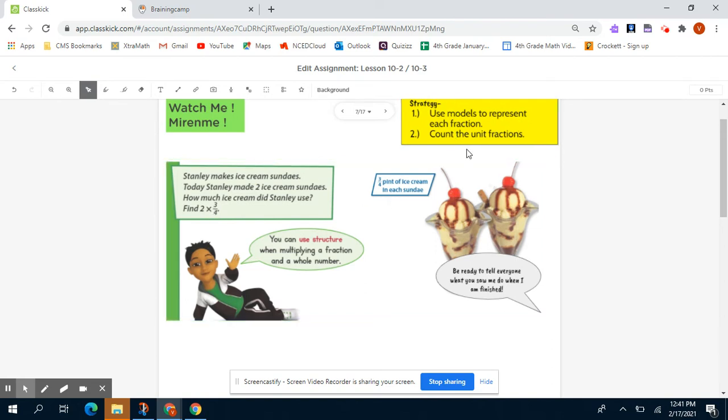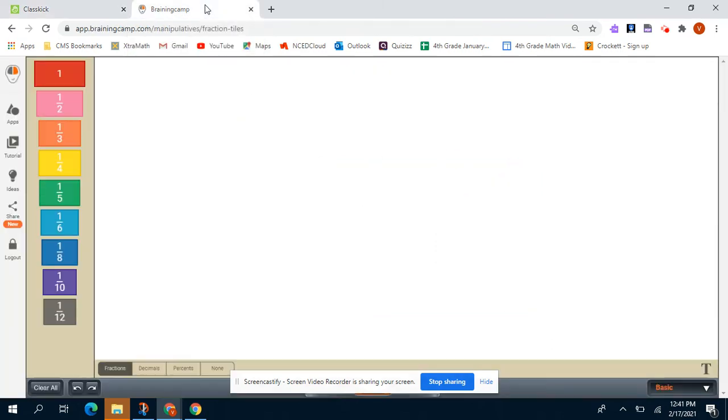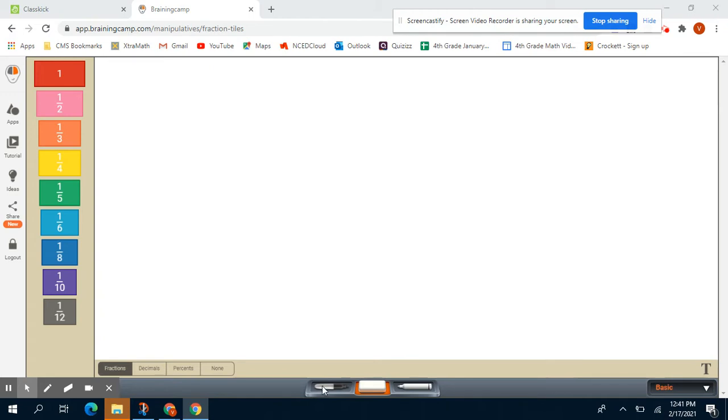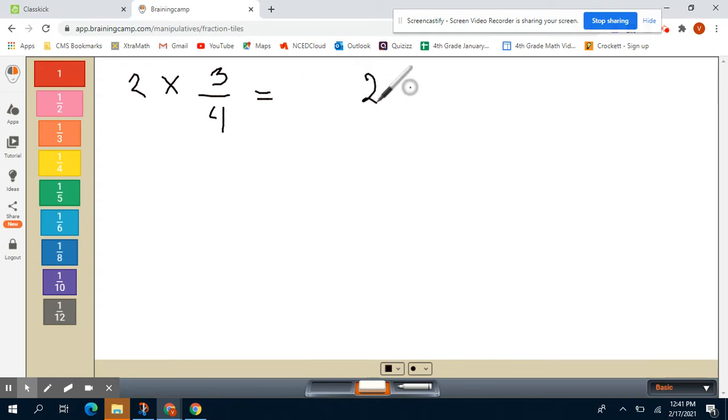Since I'm going to use a model, I'm going to use our tool in Braining Camp. And I'm going to write my problem down over here. I know that I am looking for the answer of 2 times 3/4. Well, I know that yesterday in lesson 10.1, we learned that 2 times 3/4 is another way to say 2 groups of 3/4.